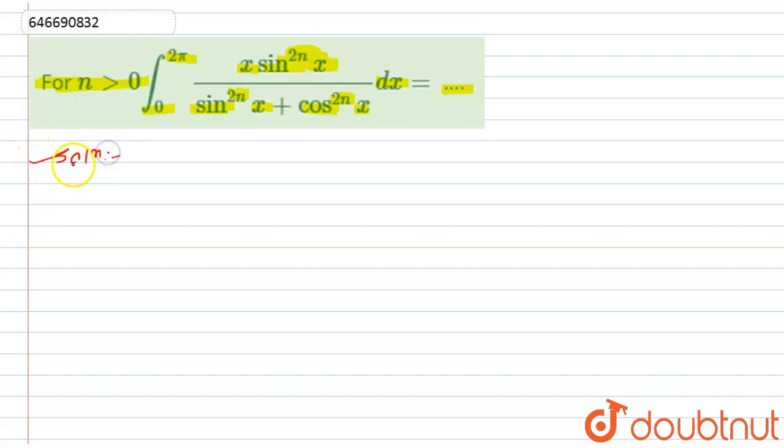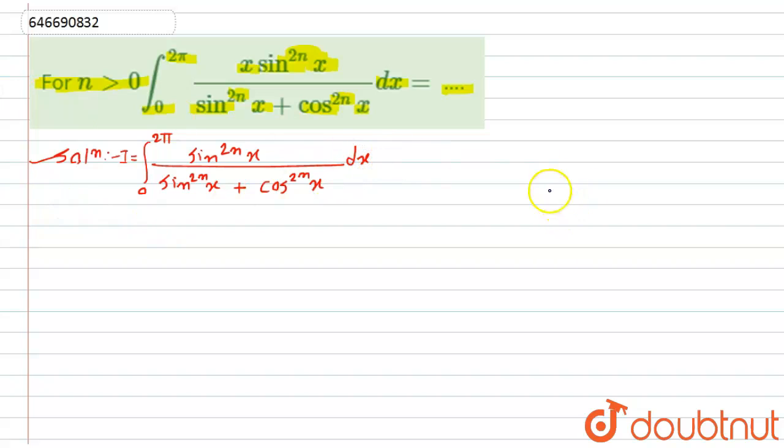So in this question, we have to evaluate the integration. Let this be I, equal to the integral from 0 to 2π of sin^(2n)x divided by sin^(2n)x plus cos^(2n)x dx. To solve this, we are going to use two properties. Let me state the properties first.